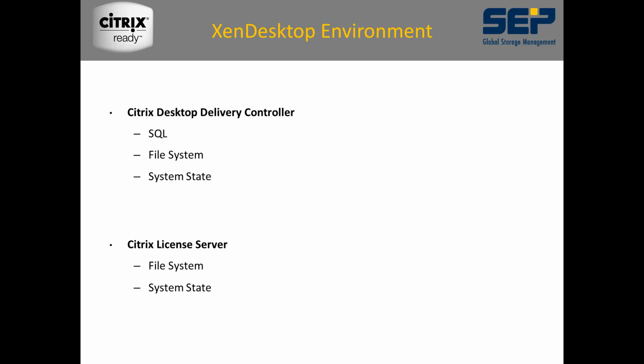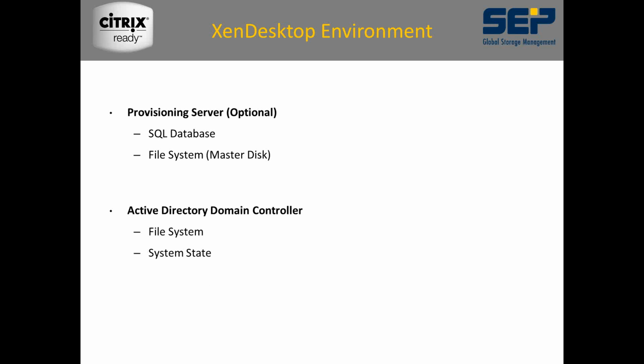Your file system has critical information, and you want to grab the system state of that server. The Citrix license server, grab the file system state. You'll have everything that you need for that. The license server itself, as far as adding the license back, is pretty quick, but it makes it a lot faster if you have those backed up. Provisioning server is optional. It is typically used in larger XenDesktop environments. So if you have a provisioning server, you have another SQL database, and that's where your master disk is stored for the file system. So make sure you get those backed up on your provisioning server.